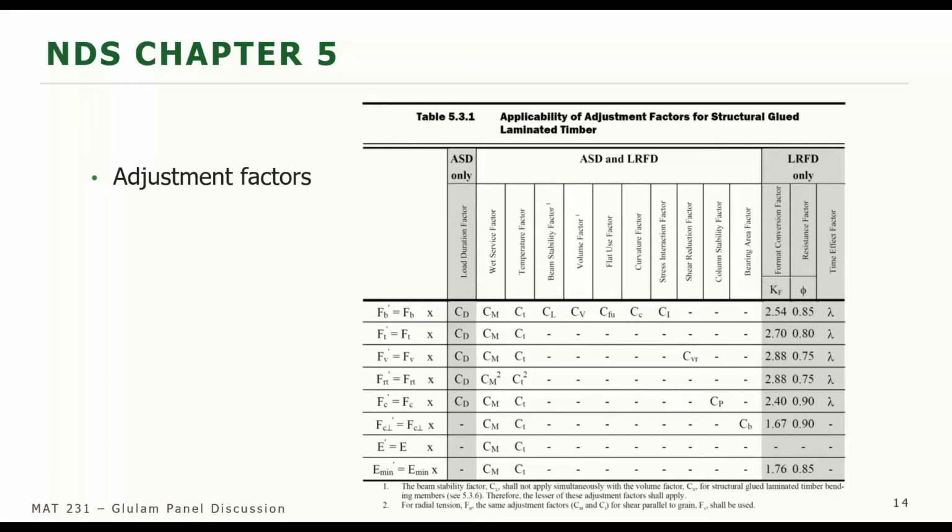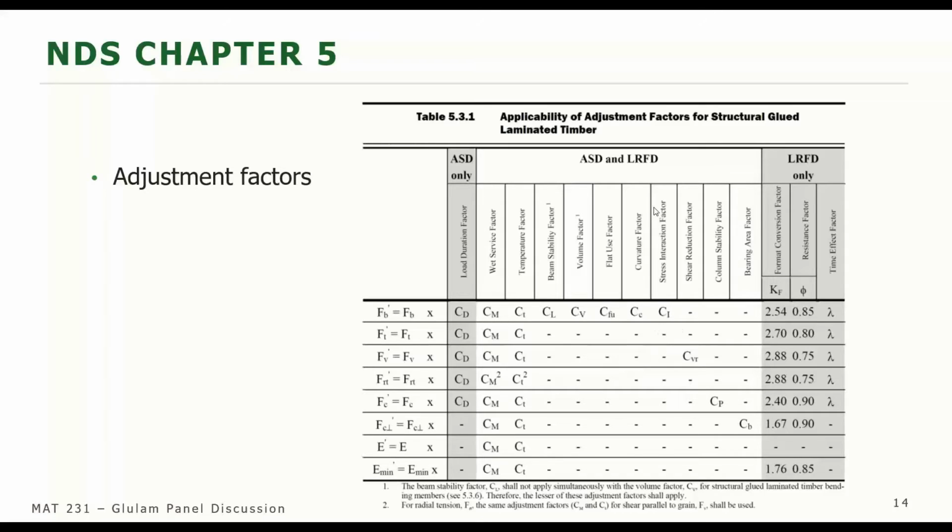If we take a look at Table 5.3.1, for those of you that have spent time in the NDS, the format of this table should be very familiar. There's one in pretty much every product chapter that we have that shows the different adjustment factors for glulam. So you'll see, depending on the design property, whether it be bending, tension, shear, or some others, you'll have to apply the various adjustment factors. And there are some specific ones that we see for glulam that we don't see for other materials.